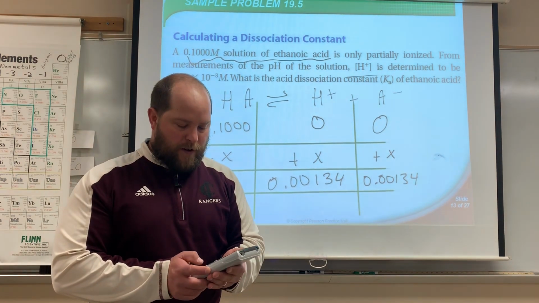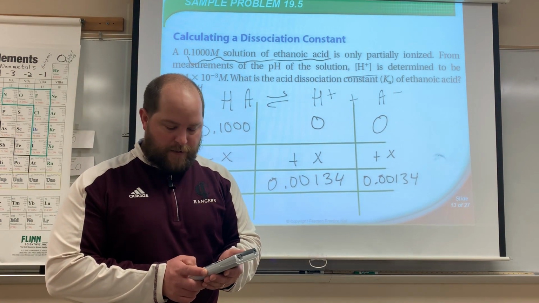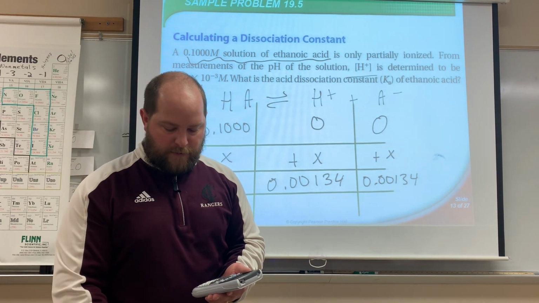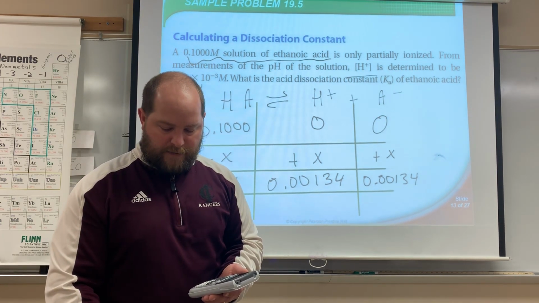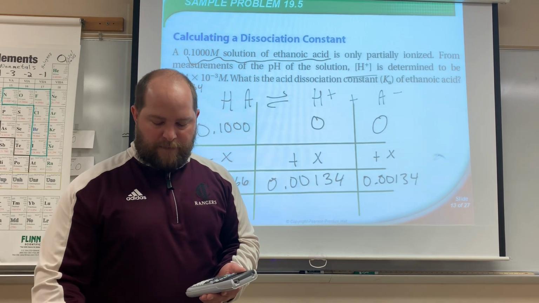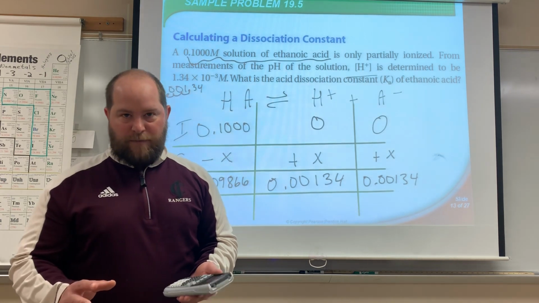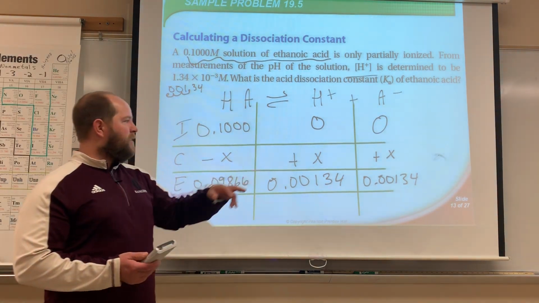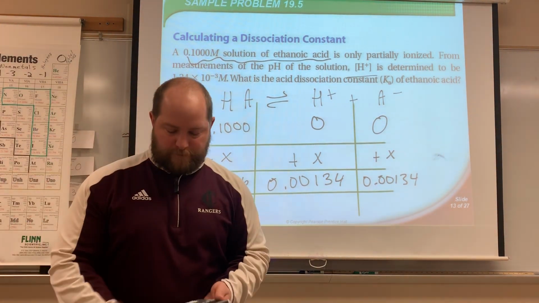So we'll take 0.1 minus 0.00134. And I'm going to get 0.09866. Carry all sig figs till the end. That's important. Don't round until the very end of the problem. I have carried every single digit. That'll help you guys out.